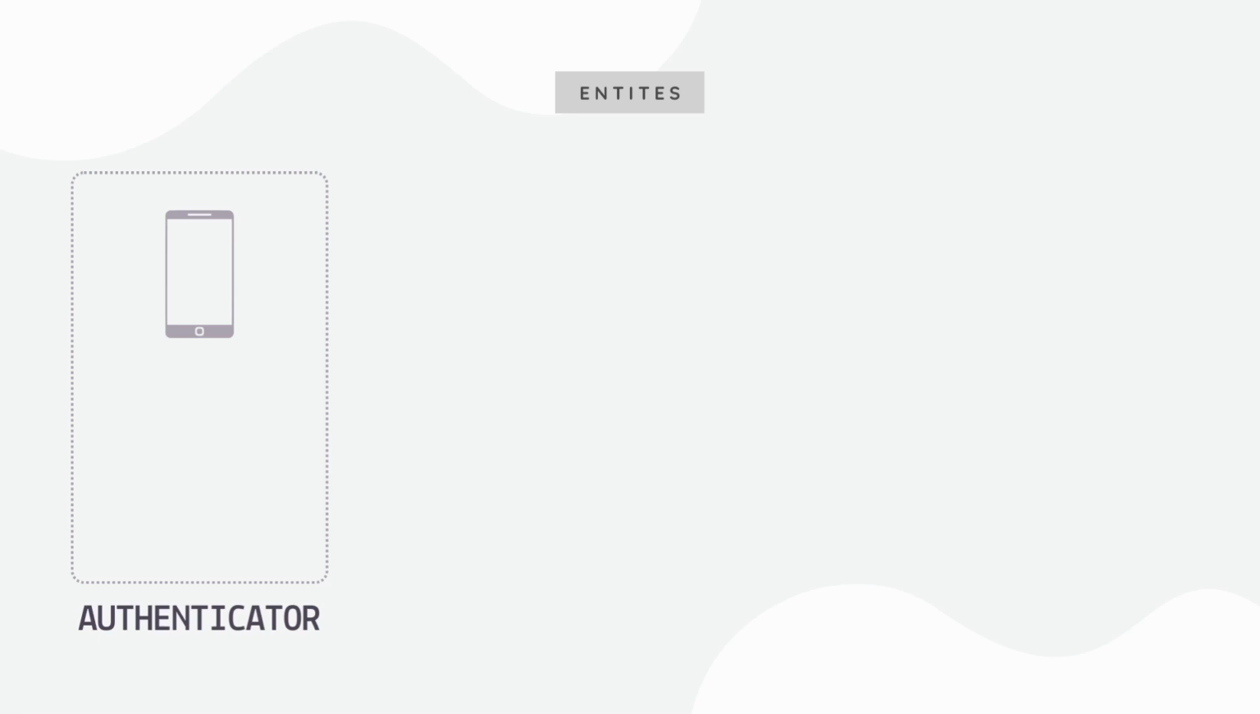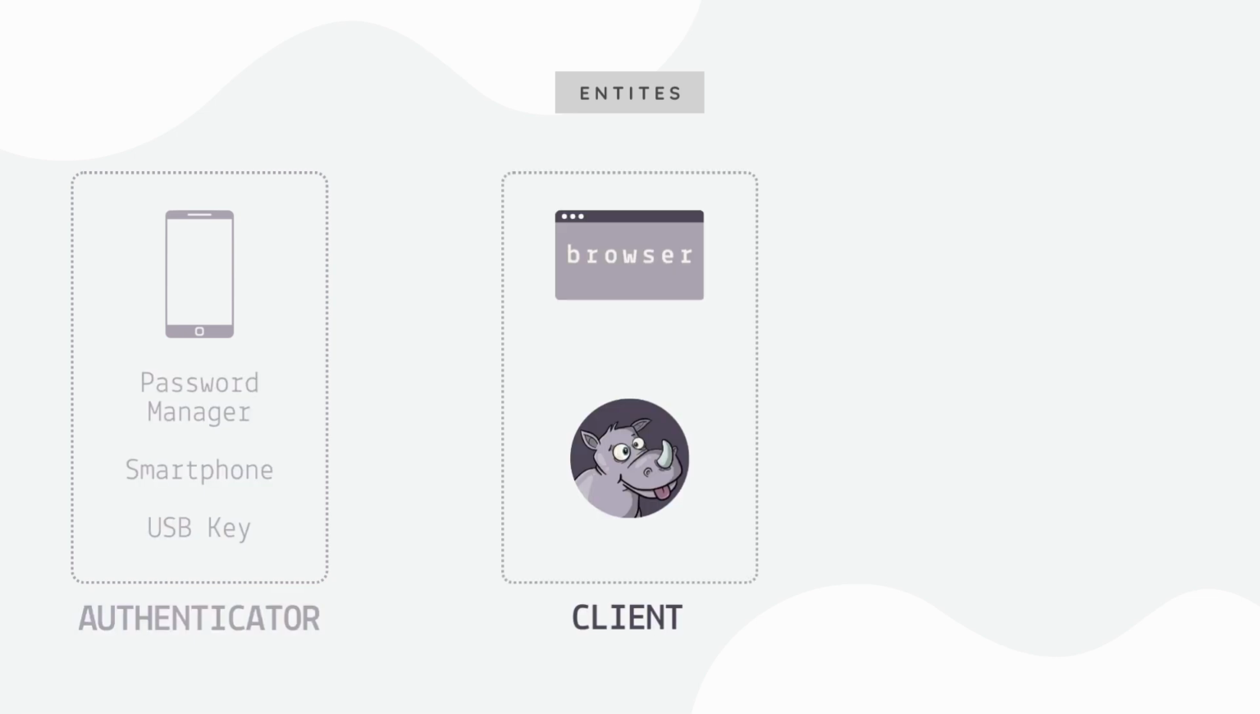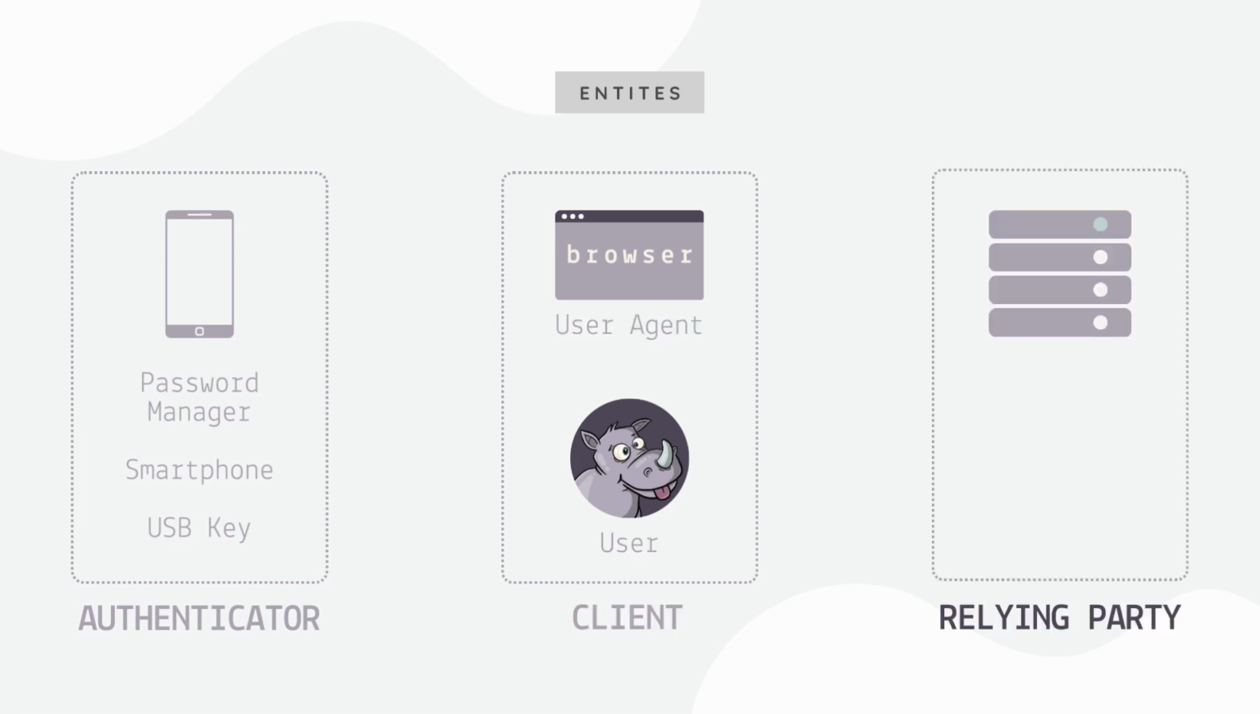First is the authenticator, which could be a smartphone, a password manager, or a USB device. Next is the client, an example of which could be a user interacting with their browser. And finally, the relying party, which could be your own server or the server of another application that supports passkeys. In the upcoming sections, we will implement the 2 different phases.